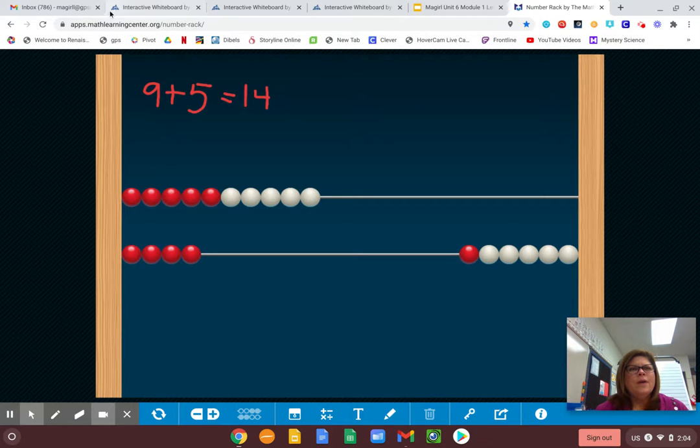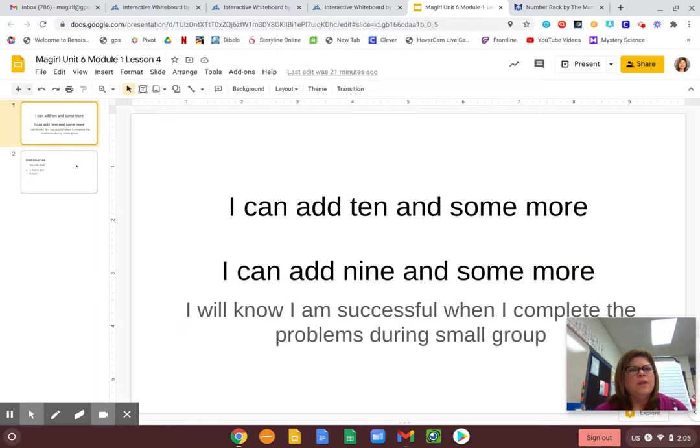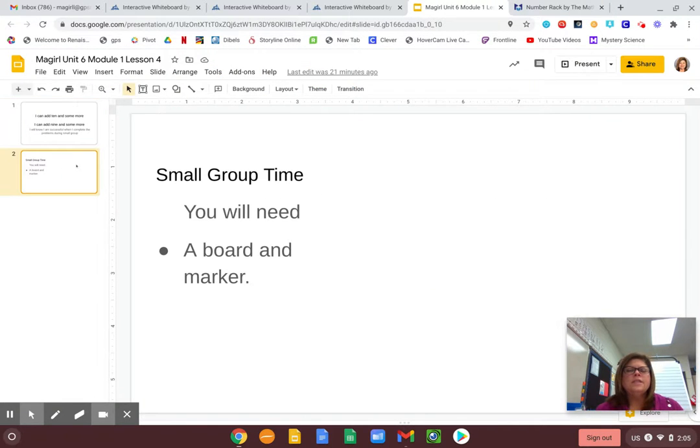Awesome. Okay, I want to go back to the next slide. Today, for our small group, all you're going to need is your marker board and a marker, or paper and a darker marker, because we're going to do more of those story problems, adding 10 and some more and 9 and some more. Okay? Thank you. Bye-bye.